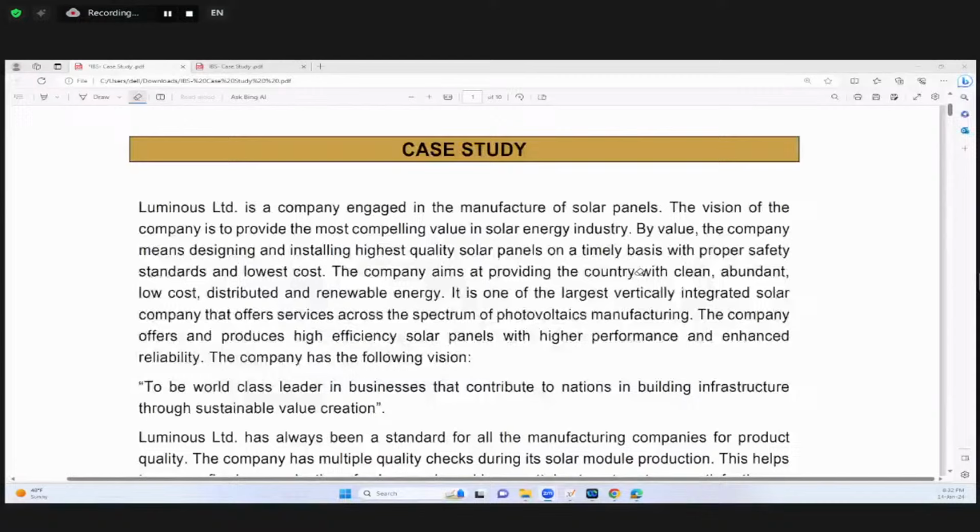I mean to say, I'm not saying these photovoltaics manufacturing companies... a lot of companies are also manufacturing in the USA. This is what I mean to say. So the company offers and produces high efficiency solar panels with higher performance and enhanced reliability.